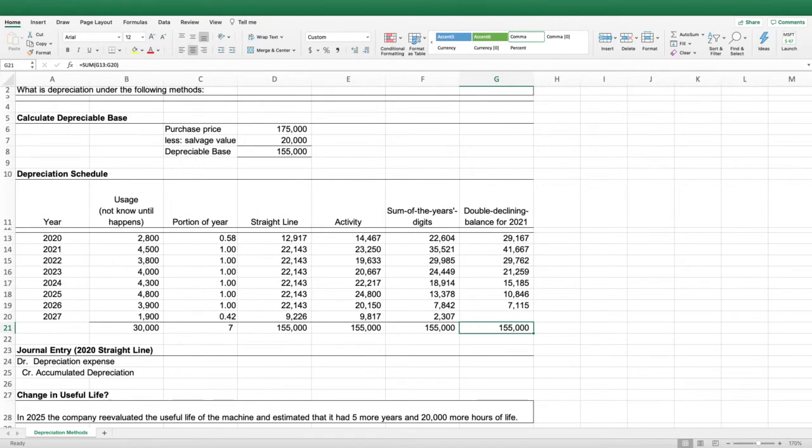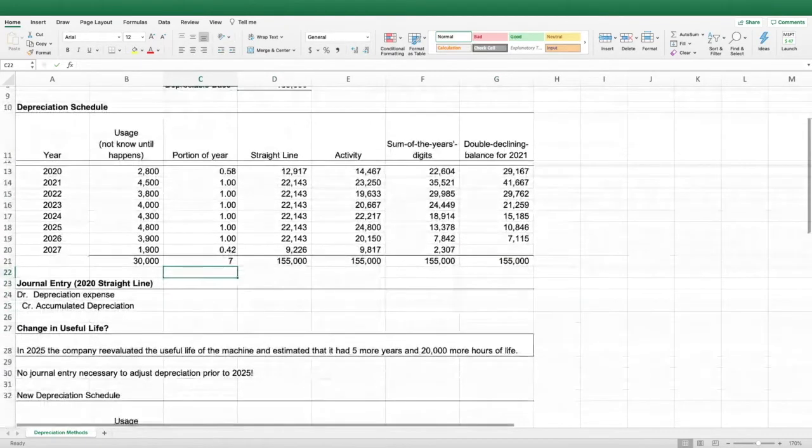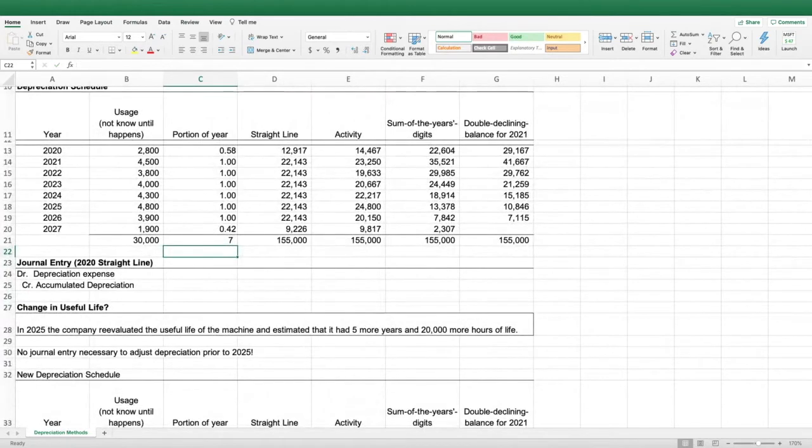Okay, those are all the calculations. Now, once we've done these calculations, every period, we're going to need to record our depreciation expense. That should be pretty straightforward. We're going to debit depreciation expense. Let's assume the straight line. So our straight line in 2020 is $12,917. We are going to debit depreciation expense, and we are going to credit accumulated depreciation.